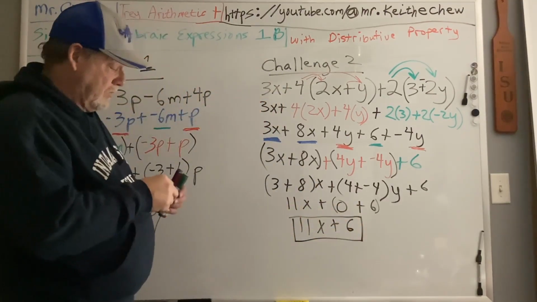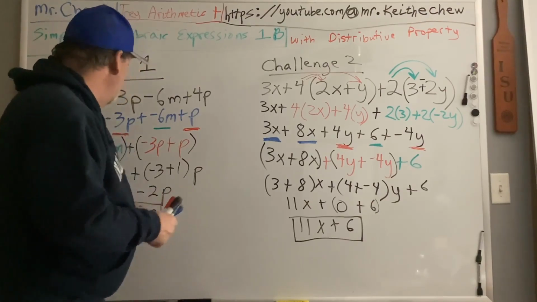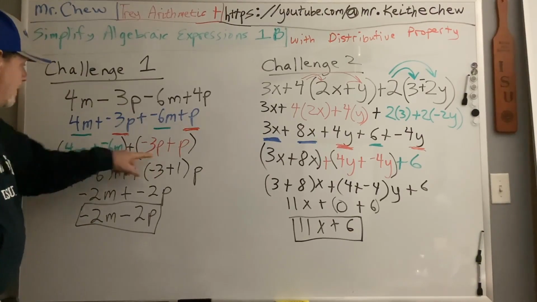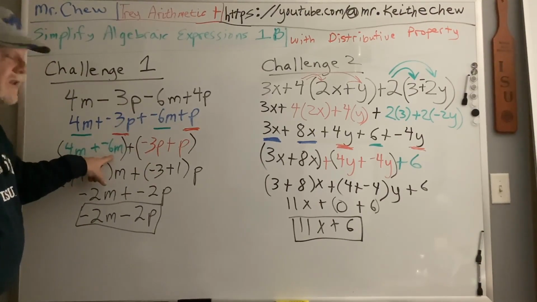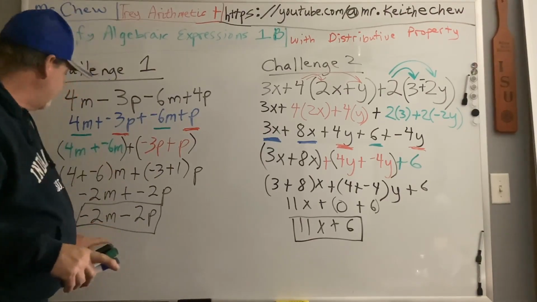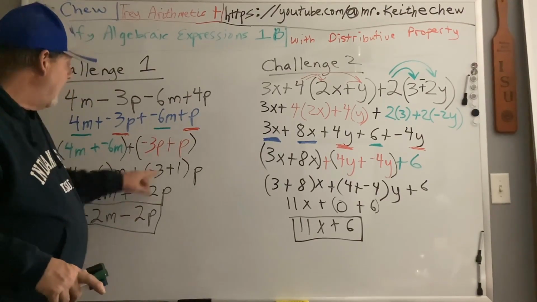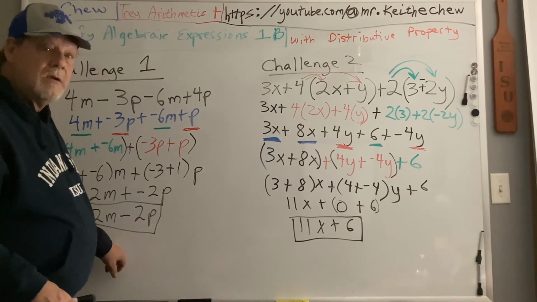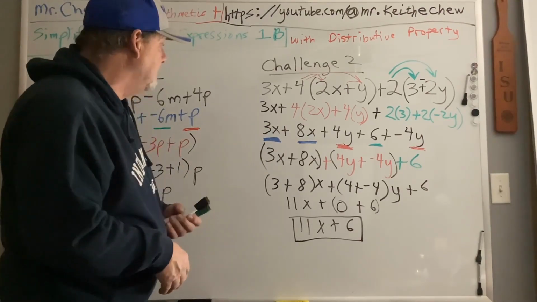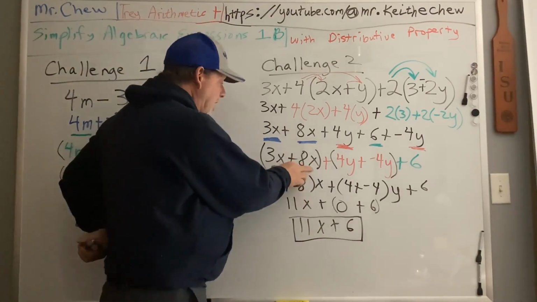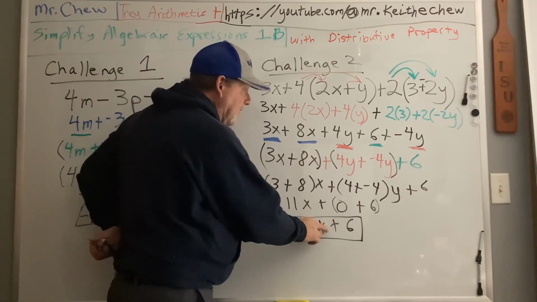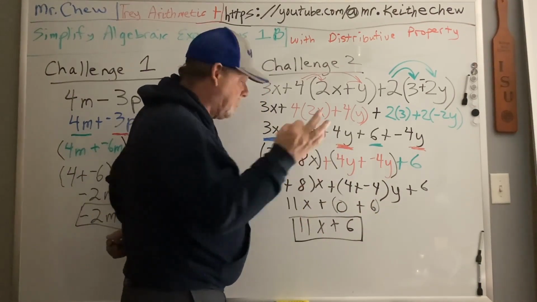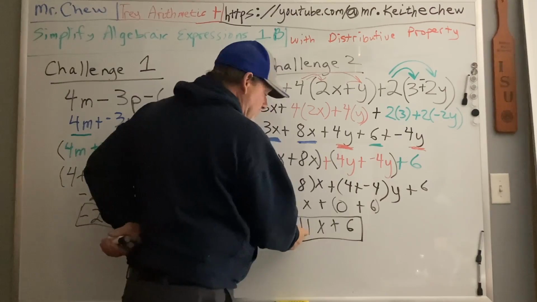Now I want to tell you that most people, when they get to this line right here, will say 4m plus negative 6m. Once you get more experience, you're going to say it's negative 2m. And then negative 3p plus p, you're going to say it's negative 2p or minus 2p. It's just getting experience doing it. When you get to this line, most people are going to say this is 11x. They're going to say, well, 4y plus negative 4y is the same as 4y minus 4y, which is 0. And we add 6 to it, 11x plus 6.